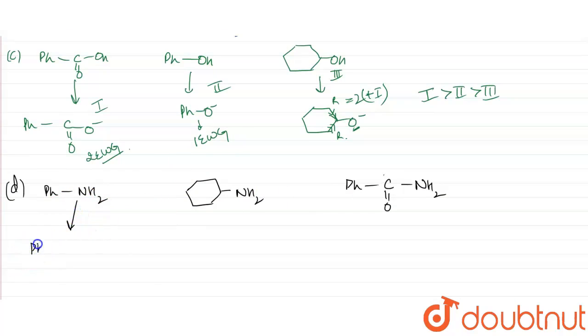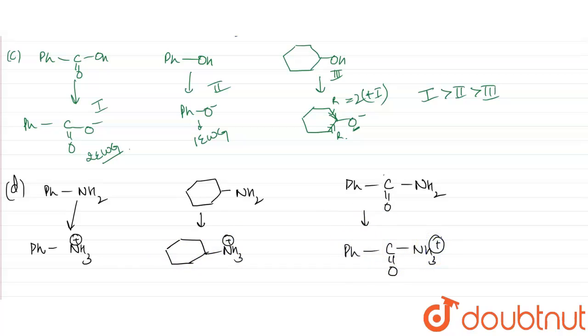So the conjugate acid will be something like Ph, NH3 positive. This is cyclohexane, NH3 positive, and this is our amide, NH3 positive, right? So if you see in this group, we have Ph. We know Ph is an electron withdrawing group. It is already electron deficient. It doesn't have any extra electrons. It indeed needs extra electrons to be stable, but Ph is already withdrawing electrons, so this is not helping. So this will not be the stable one.